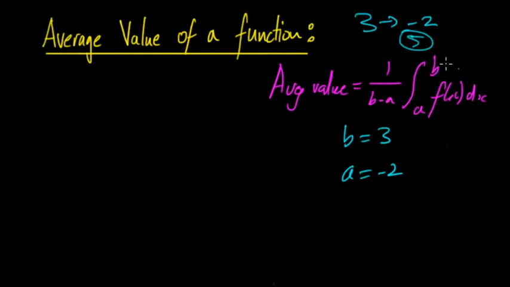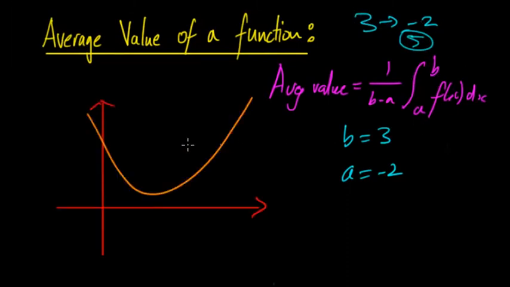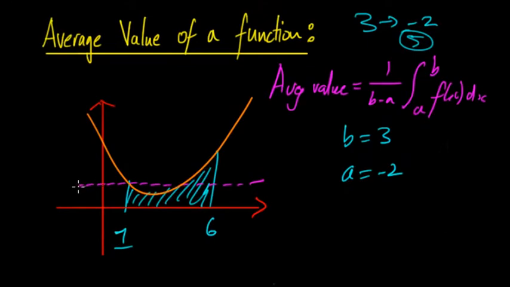And then we're going to get the area between these two values, between 3 and negative 2. If we have a graph here, we want to find the area between this point, so 1 and 6, and then we divide by 5. We're going to get the average value, which could be something like this. This is the average value of this function between those two points. Now don't confuse this with the average rate of change, which is a very different concept.